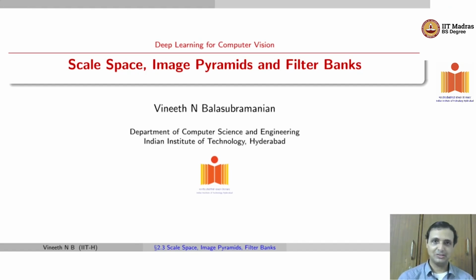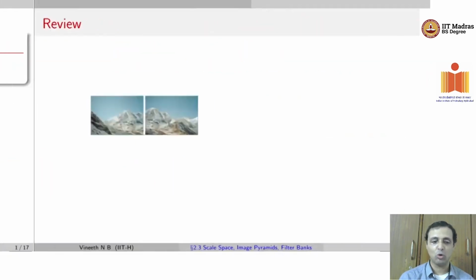Moving on from the last lecture, we'll get into scale space, image pyramids, and filter banks in this one. If you recall, one of the limitations of the Harris-Corner detector that we stated the last time was that it's not scale invariant. That is, what would have been a corner in an image could have been an edge in another image which is zoomed in.